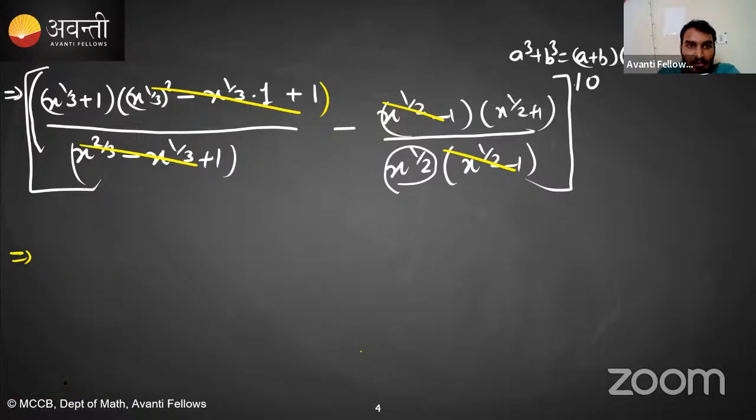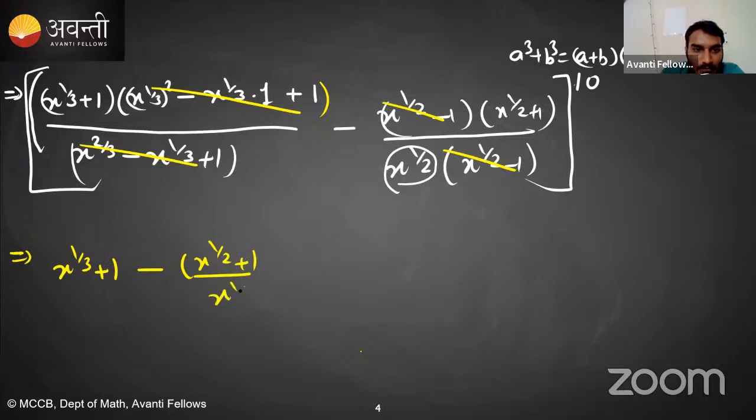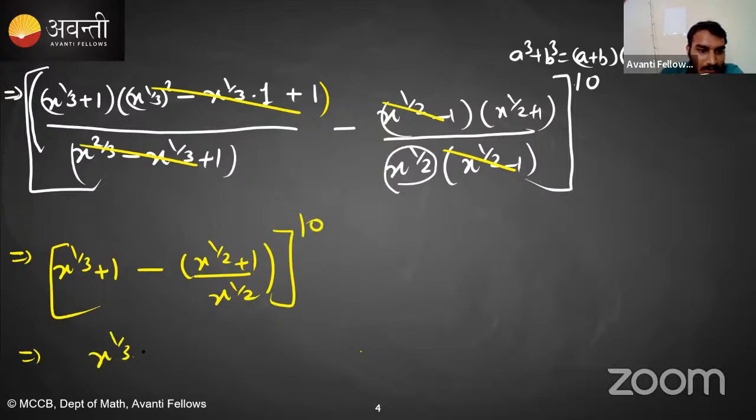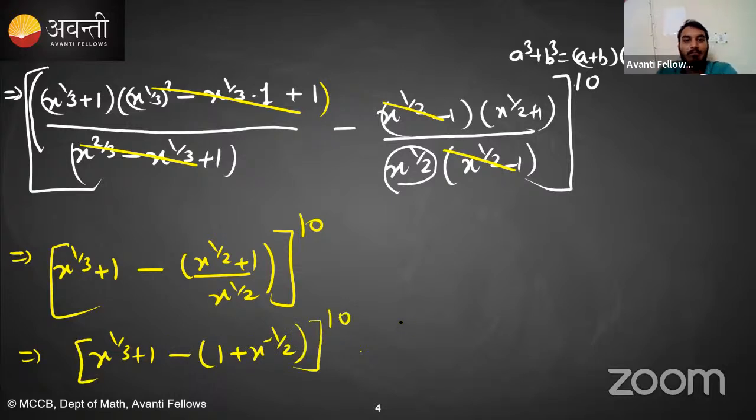So, this can be written as x raised to the power 1 by 3 plus 1 minus x raised to the power 1 by 2 plus 1 divided by x raised to the power half, and whole power divided by 10. So this can be written as x raised to the power 1 by 3 plus 1. Now divide this. So you will get minus 1 plus x raised to the power minus half, whole power divided by 10. Like this. Is this clear? I just forgot this x raised to the power half in the numerator. So we have to divide that term with the x raised to the power half, right?